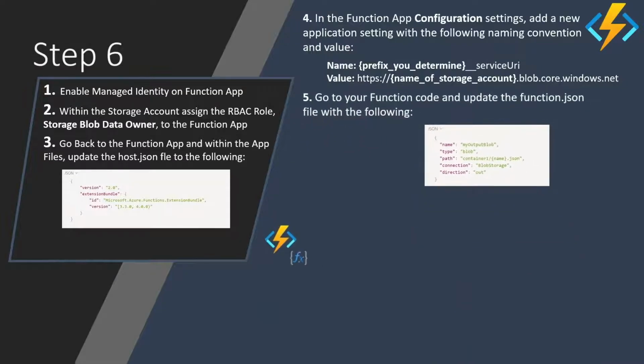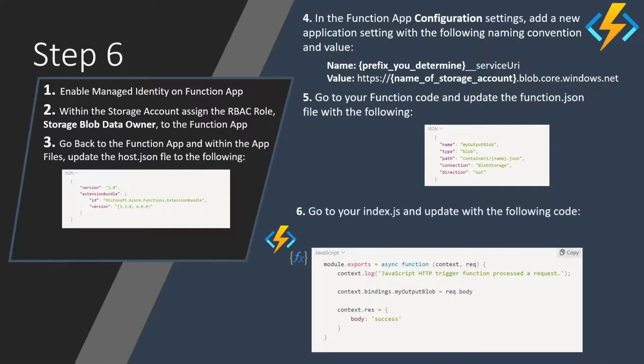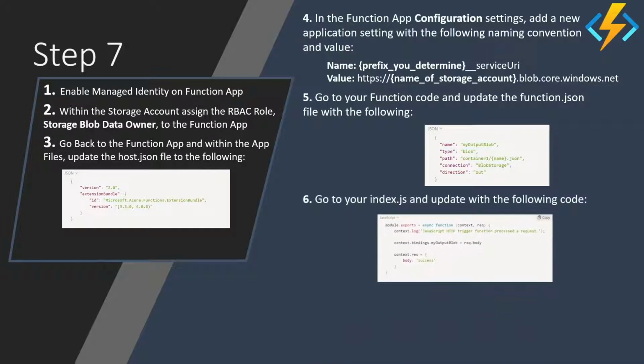Step 6. Go to your index.js and update with the following code. The context.bindings.myOutputBlob is the code that interacts with the blob storage. The JavaScript code selecting the binding needs to have the same name as the value you give the binding name property in step 5. I have it called myOutputBlob in the example shown. And last, step 7, test your function. Now let's jump into the portal and get to the demo.